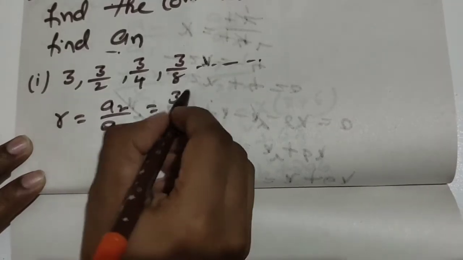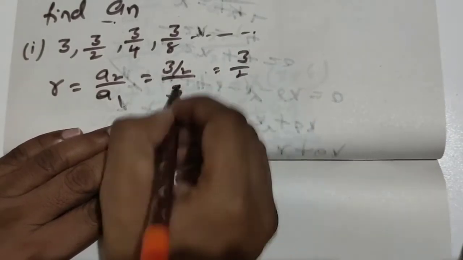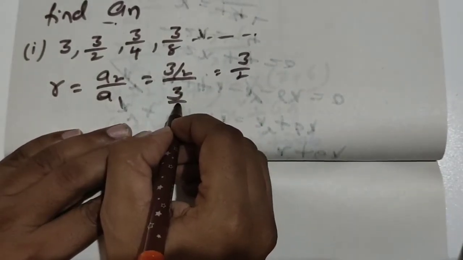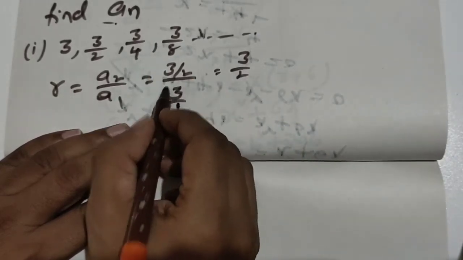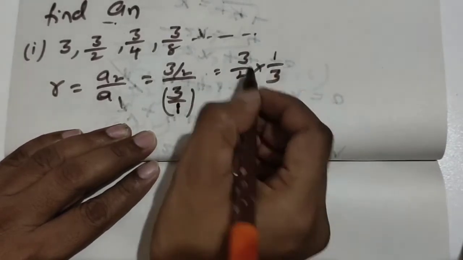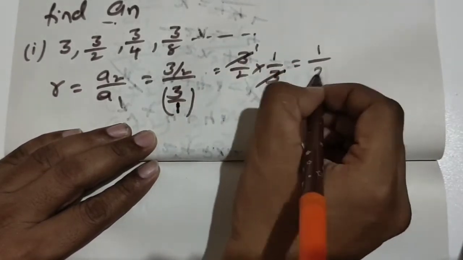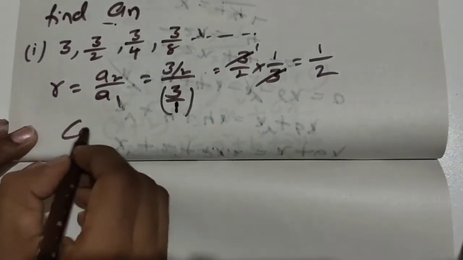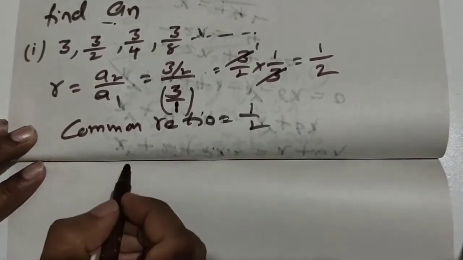Now to get the common ratio, simply find A2 by A1, that is (3 by 2) by 3. So we can make it as (3 by 2) by (3 by 1). Then to get this ratio value, this 3 by 1 becomes the reciprocal, 1 by 3. So 3 by 2 into 1 by 3, here 3 gets cancelled. We get simply 1 by 2 as the common ratio.